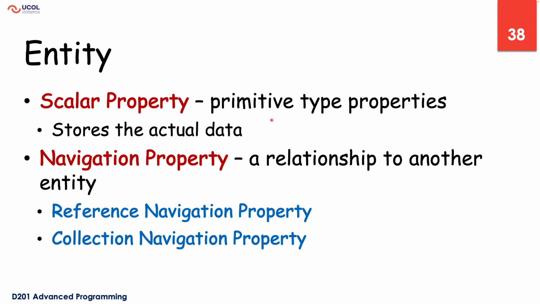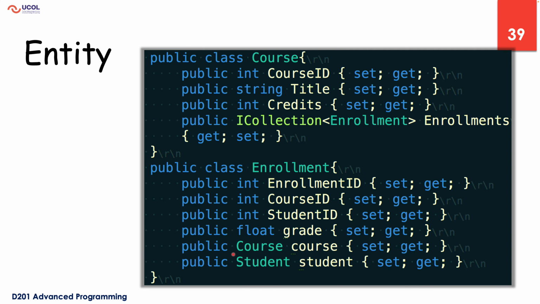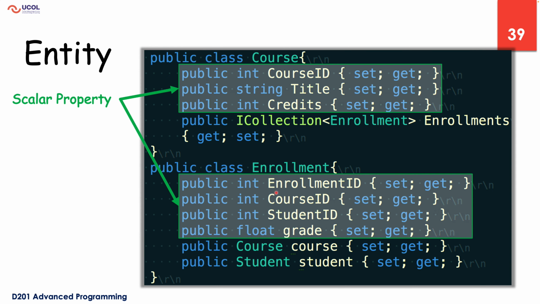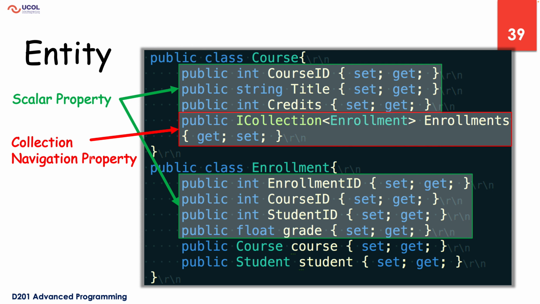Primitive types are called scalar properties, and we also have navigation properties, which are relationships to another property. They are called reference navigation and collection navigation. What does that mean? If you look at these courses and enrollments, these specific properties are scalar properties because they are of integer type, string type, which are primitive data types. On the other hand, this one is a collection navigation property.